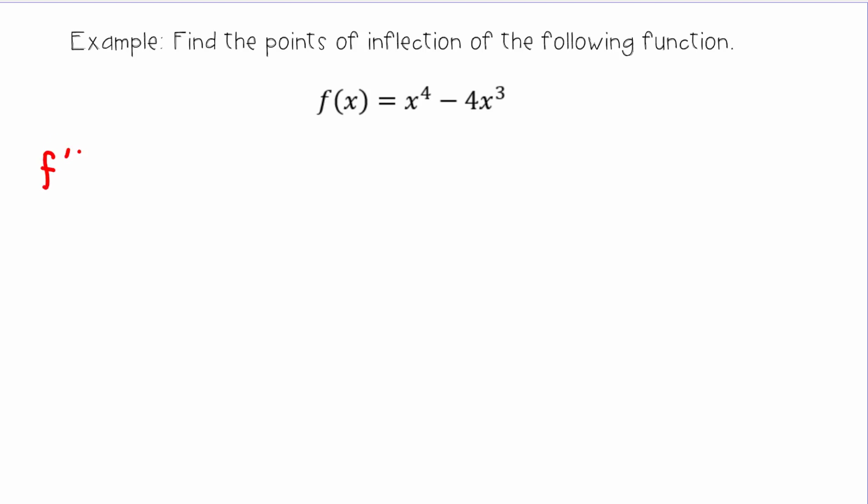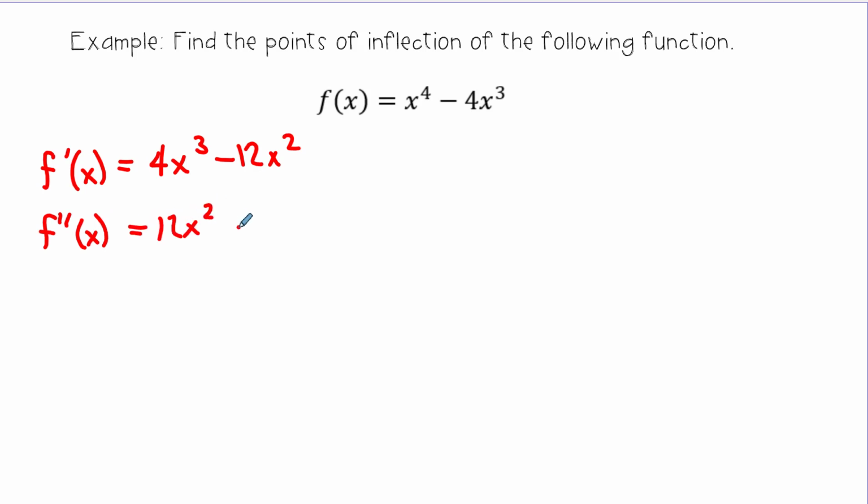So I'm going to start with find f double prime. So f prime of x is 4x cubed minus 12x squared and f double prime of x is 12x squared minus 24x. So I'm going to set this equal to 0. It's never undefined, and I'm going to factor out a 12x, and we have times x minus 2. So I get x equals 0, x equals 2.